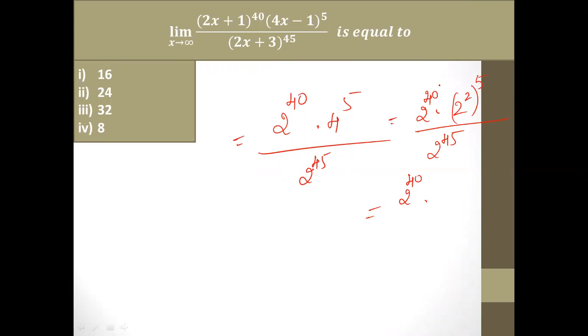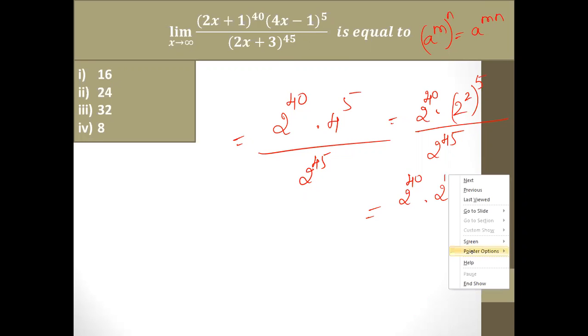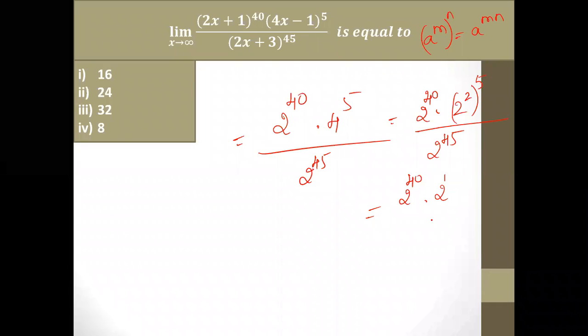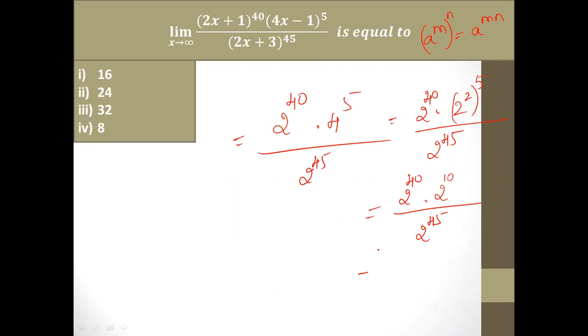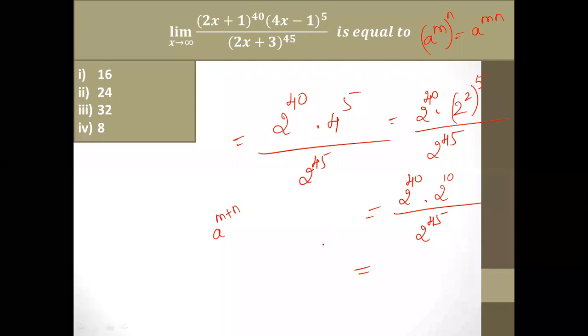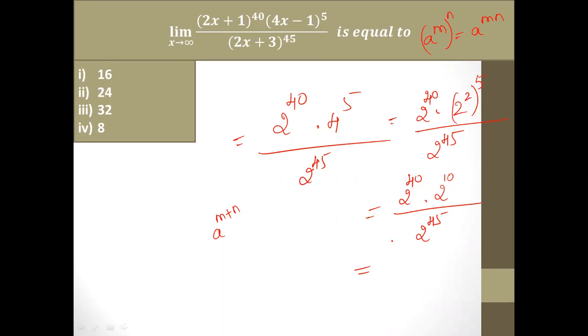If you have a to the power m whole to the power n, you can write it as a power mn. The same thing I am applying here. 2 square power 5 I have. So 2 into 5, how much is it? 5 twos are 10, divided by 2 power 45. So now again you apply that same formula, a power m into a power n is a power m plus n. Good, Prabha. The answer is correct. So here it becomes 2 power 50 by 2 power 45.